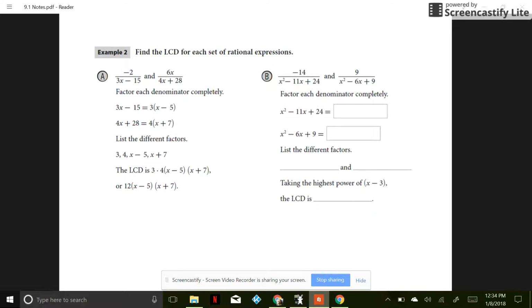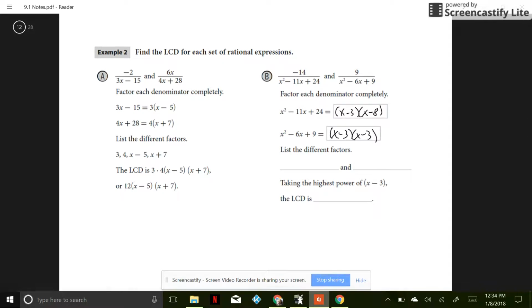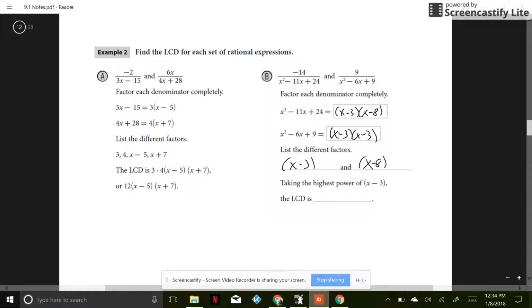So in part B here, when we factor this, it will become x minus 3, x minus 8, and we also have x minus 3, x minus 3. So the different factors we have here are x minus 3 and x minus 8. Taking the highest power of x minus 3, which is coming from here, it's going to be to the power of 2. Our LCD is (x minus 3) squared times (x minus 8).